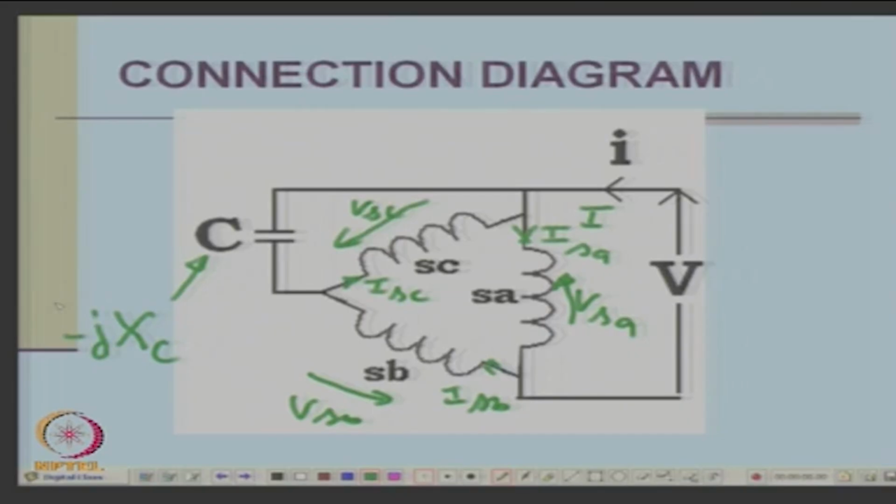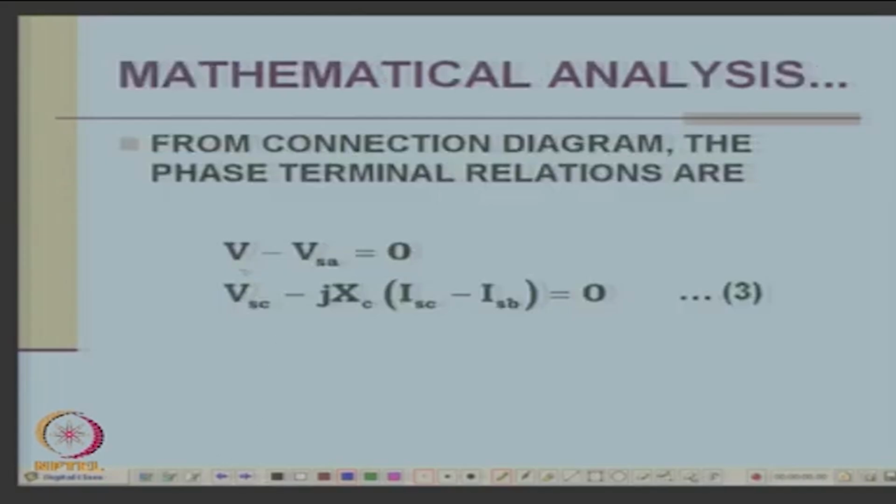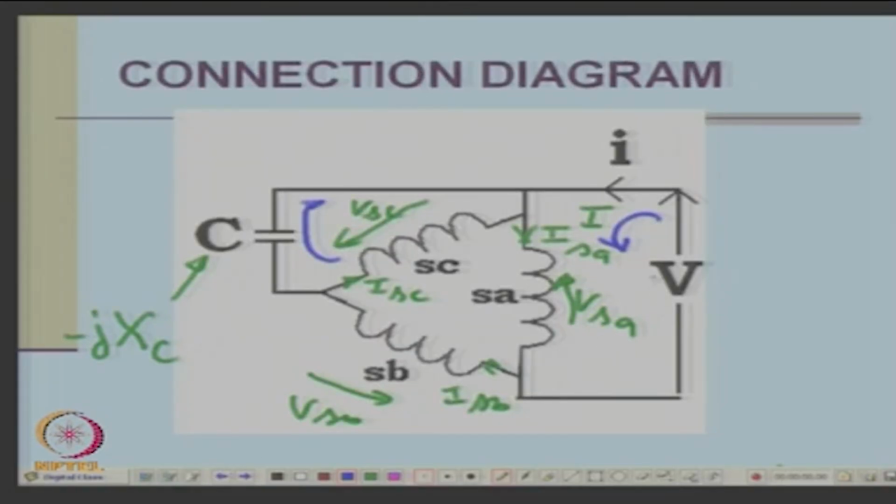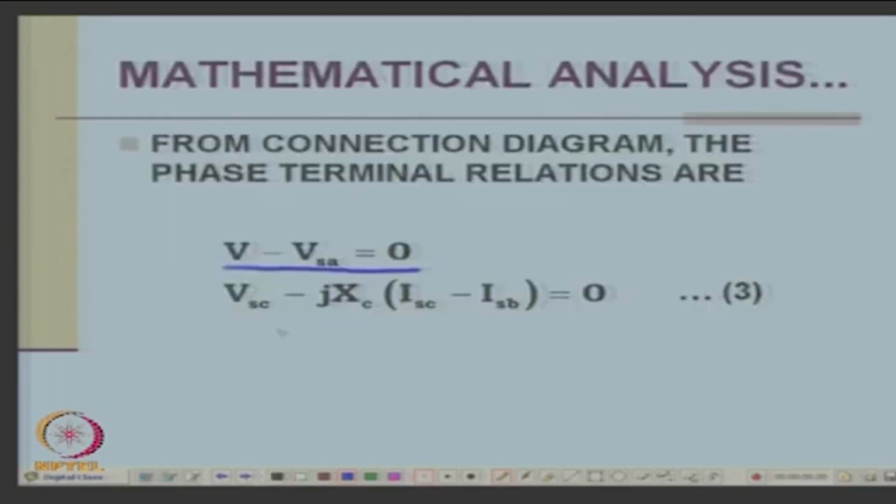And you can write down the boundary conditions or equations. You can write one equation here, and maybe another equation here. And what are the equations that you get? One will be V minus VSI is 0, isn't it, for this loop. That is one equation, and the other equation is VSC minus JXC into ISC minus ISB is 0.